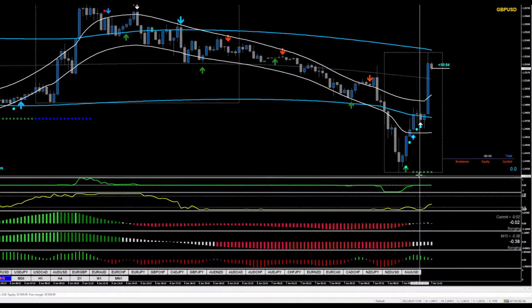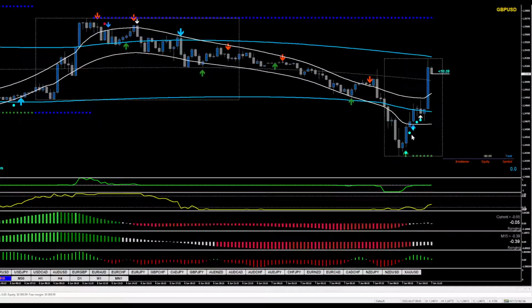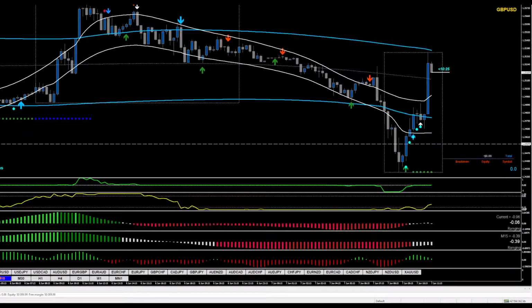Let me put a line where 30 pips is. So I like to keep my stop loss a little bit lower, so right around here. And 30 pips would be right here. Okay. So let me put a line here. Okay, so if price comes below that line, I'm interested. If not, then I'm not interested in taking the trade.